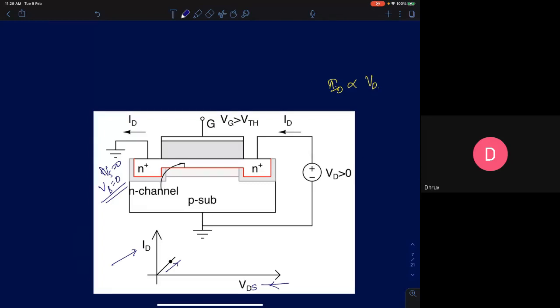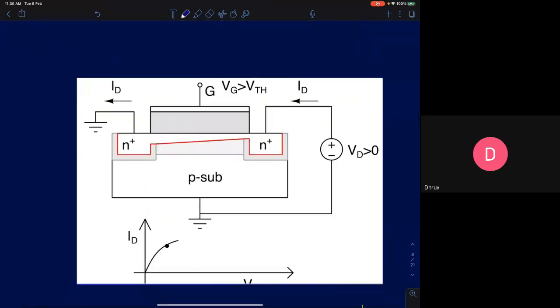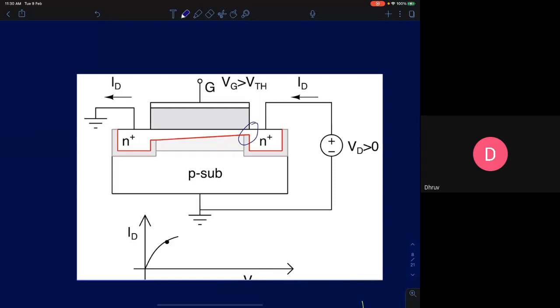So your drain current will increase linearly with drain voltage. But what did I say? The channel charge is now going to be lesser on the drain side, because we said it is proportional to Vg minus Vt minus Vd. At the drain side, it's going to be minus Vd. So it is proportional to Vg minus Vtn minus V drain. So your channel charge at this drain end is going to reduce.